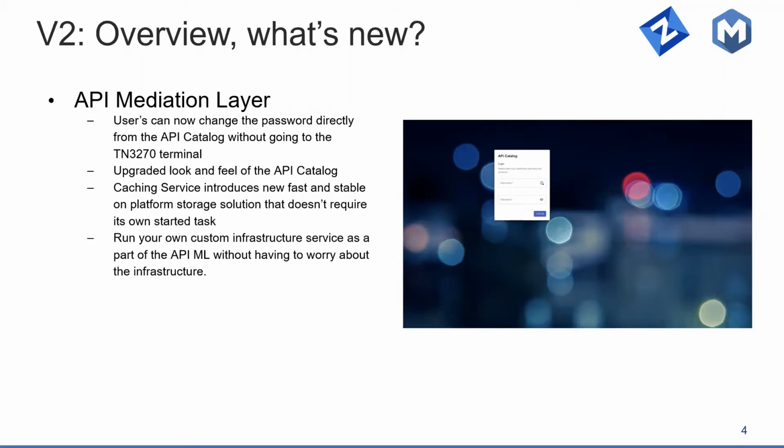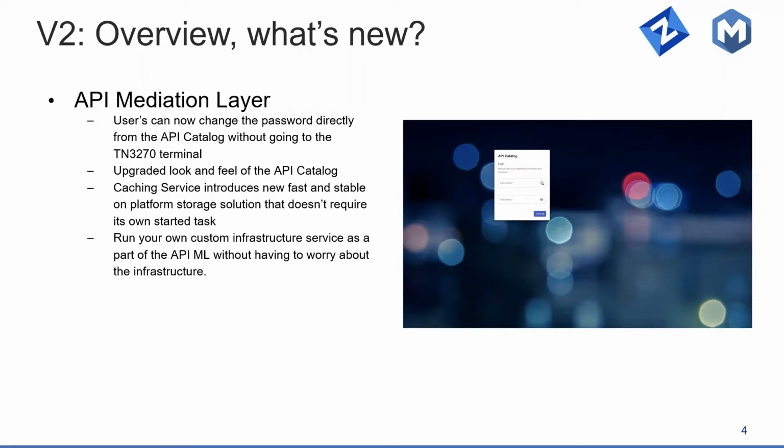Apart from this, there are two areas that are more for system administrators, or maybe partially also extenders and partially users. And that's a new fast and stable on-platform storage solution for the caching service. This is mainly relevant if you are running Zowe in the highly available mode. So far on the Z platform, you were able to use just VSAM. Now we are introducing Infinispan. I will touch on it more later.